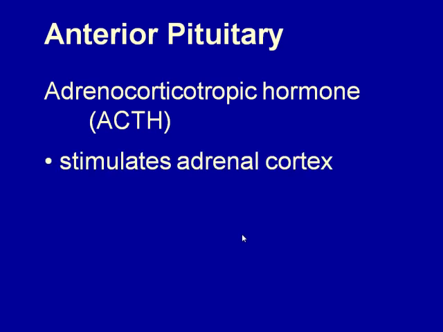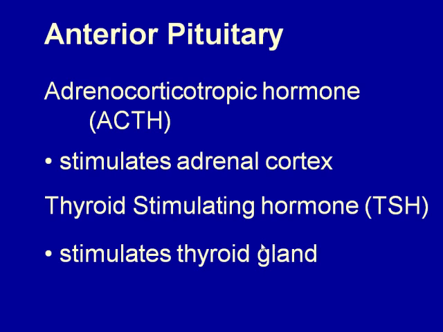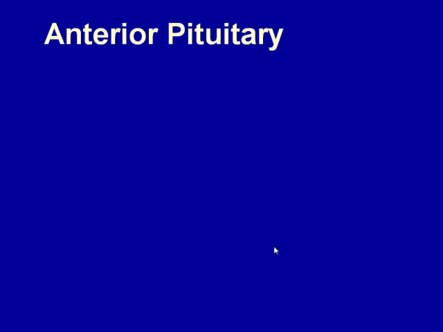Adrenocorticotropic hormone is a hormone that stimulates the adrenal cortex to develop and produce its secretions. And thyroid stimulating hormone does a similar thing for the thyroid gland, allows the thyroid gland to grow and develop and to secrete the thyroid hormones.